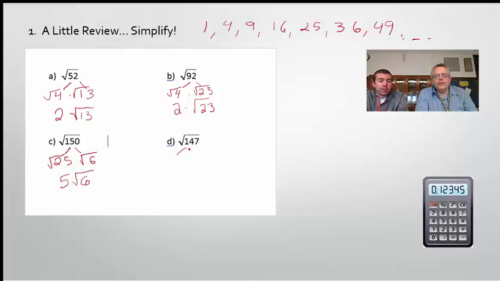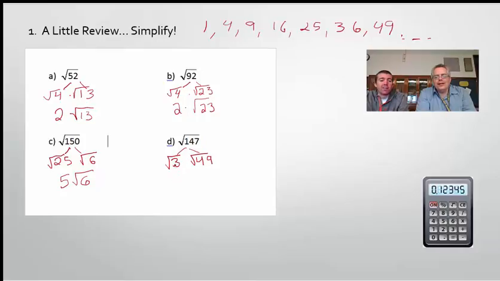147. 4 doesn't go into it. 9 doesn't go into it. 16 doesn't go into it. 25 doesn't go into it. 36 does not go into it. So I guess 49 must go into it. 49 does go into it, 3 times. This time I wrote it backwards. Let's see what happens when you write it backwards.